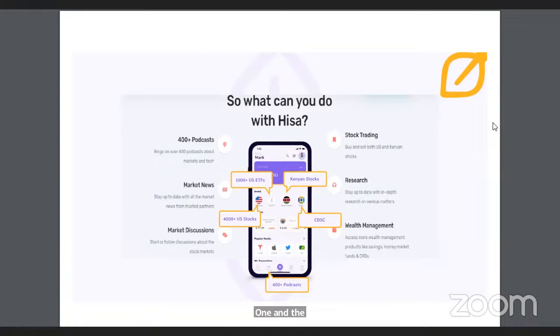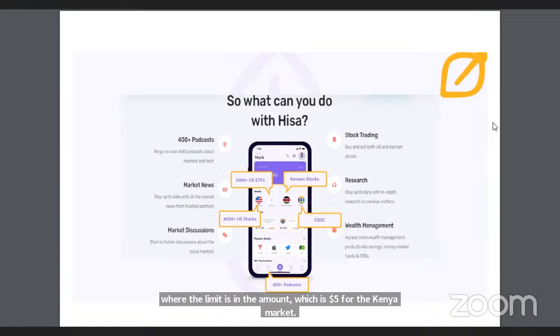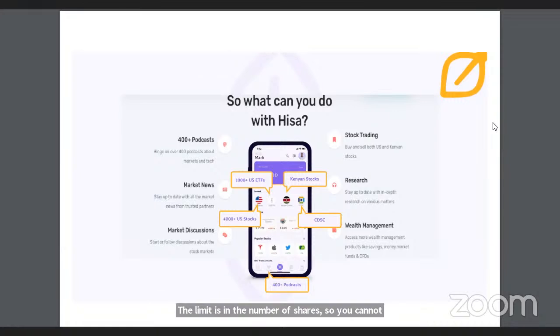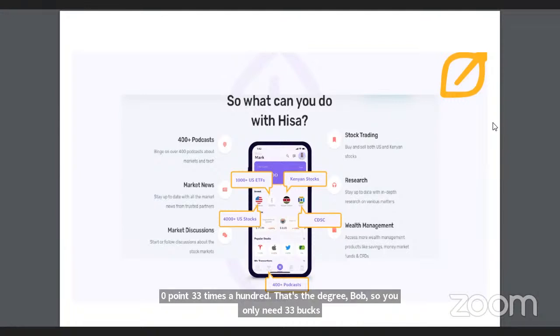For the Kenyan market, the limit is in the number of shares, unlike the US market, where the limit is in the amount, which is $5. So you can only buy 100 shares. If you're buying a stock like Safaricom, which is trading at 16 Kenyan shillings, you will have to spend 1,600 Kenyan shillings. That's why I see most guys going for penny stocks, because you'll find a stock like Uchumi going at 0.33. So 0.33 times 100 is 33 bob, so you only need 33 bob to buy Uchumi shares. That's the difference between the two markets.